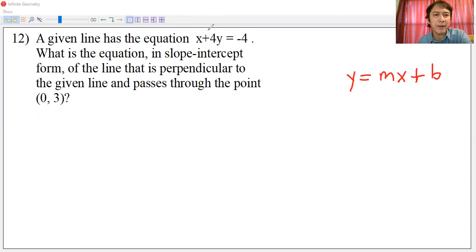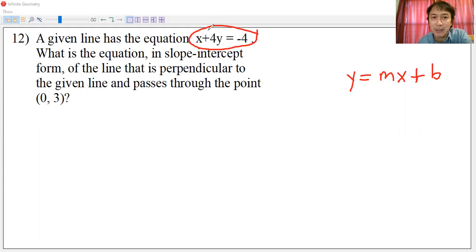What is the equation in slope-intercept form of the line that is perpendicular to the given line and passes through the point 0, 3? So use the given, determine the slope from the given equation, and then get the negative reciprocal of that, and that's the slope that we're going to use with 0, 3. That's the way to get the answer.